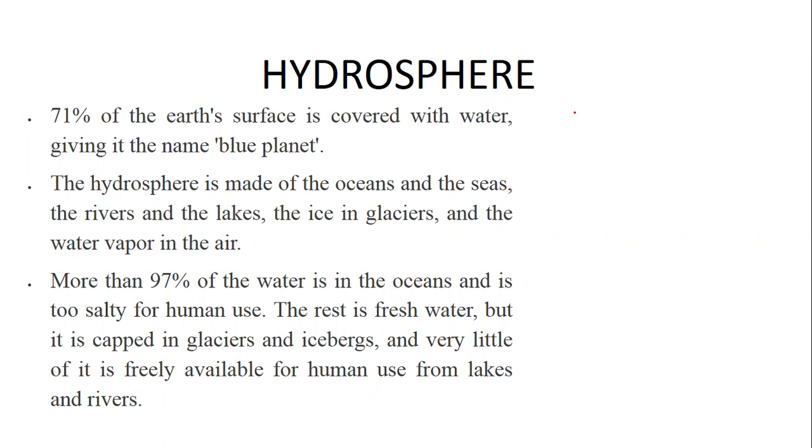More than 97% of the water is in the ocean and is too salty for human use. The rest is fresh water, but it is kept in glaciers and icebergs, and very little of it is freely available for human use from lakes and rivers.